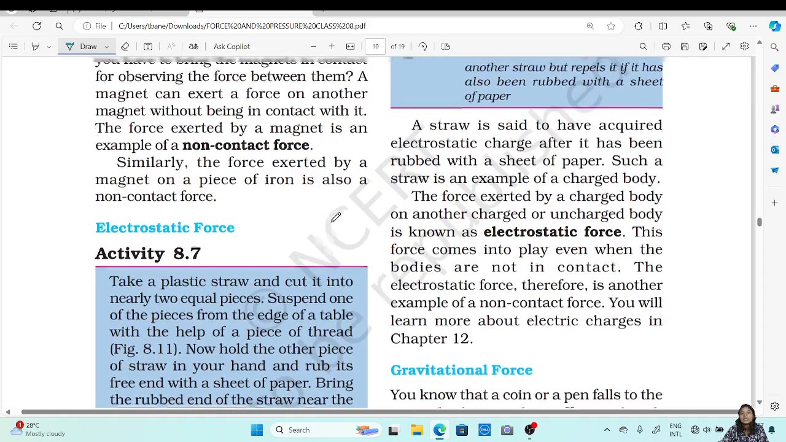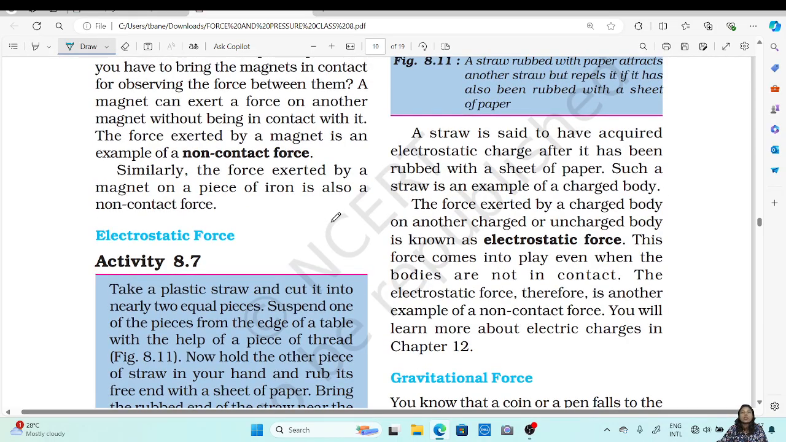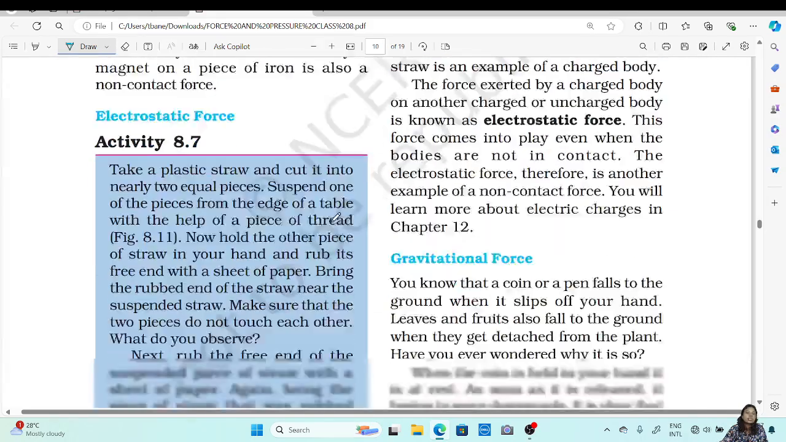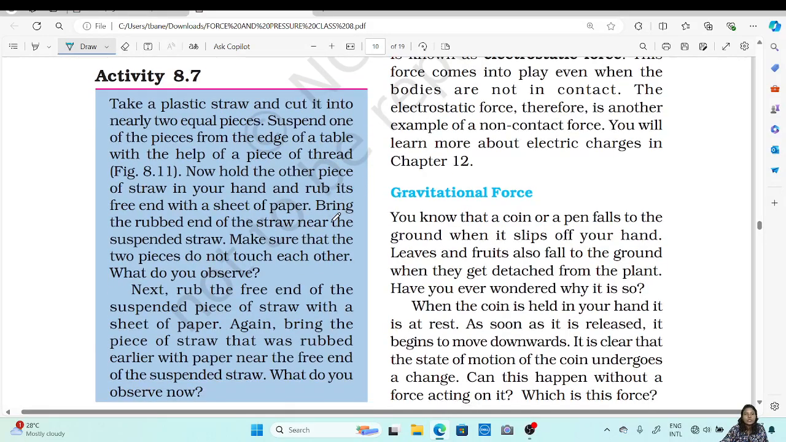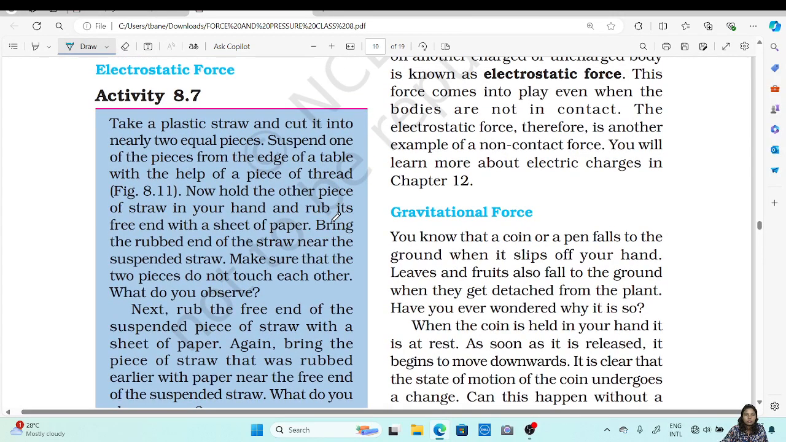So in this, what we are saying is that when two objects are not in contact, that kind of forces are non-contact forces. So the example we saw was of magnetic forces. Why? Because like poles are going to repel, go far from each other, and unlike poles are going to attract each other. Now we'll see electrostatic force.